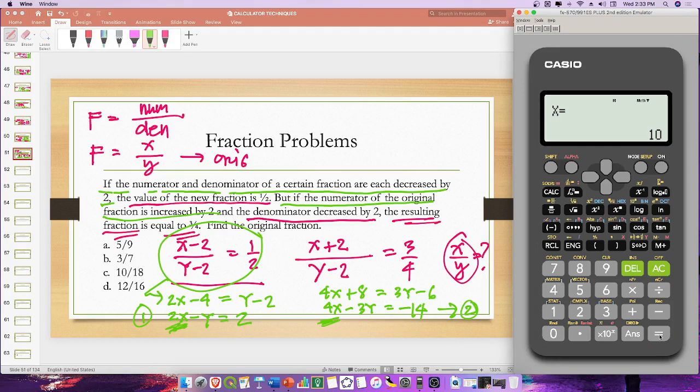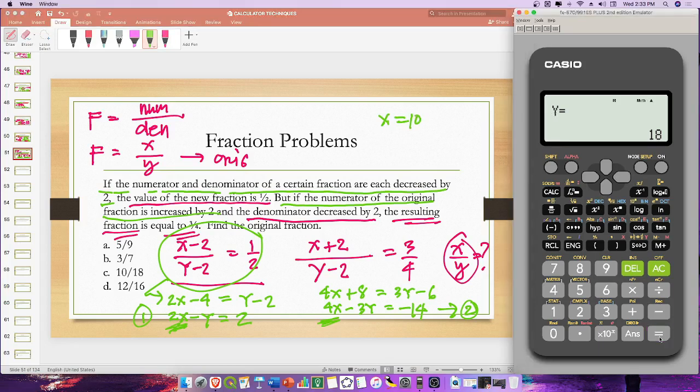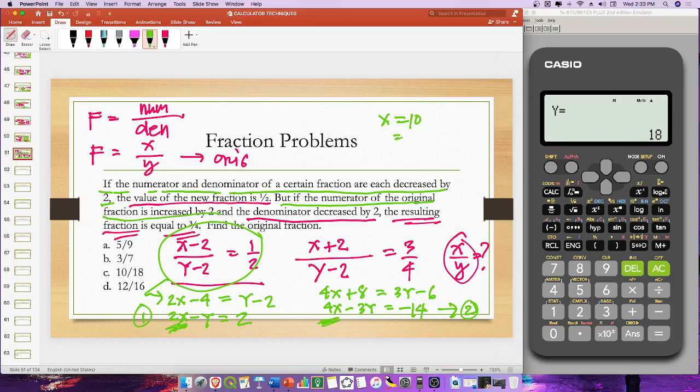So I will put it here. x is equal to 10. And y is equal to, I press the equal sign again, 18. So y is equal to 18. Therefore, the original fraction is just 10 over 18.